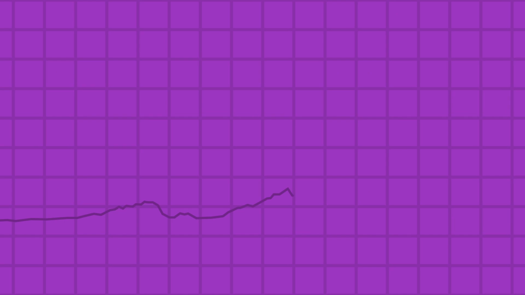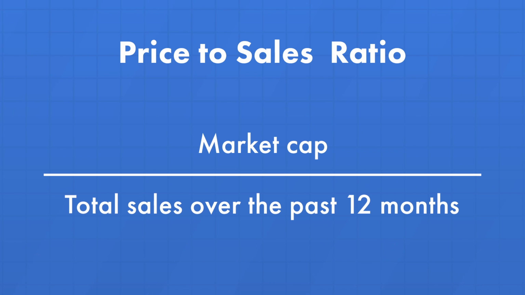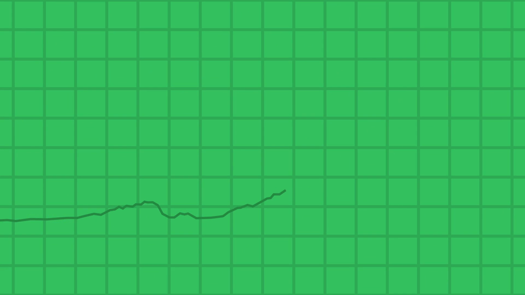For unprofitable companies, the PE ratio would return a negative number, which wouldn't really be very helpful. So instead, investors use a price to sales ratio. This is a company's market cap divided by its total sales over the past 12 months. High-growth software companies can have price-to-sales ratios of over 10, while more established businesses are usually in the mid to low single digits.